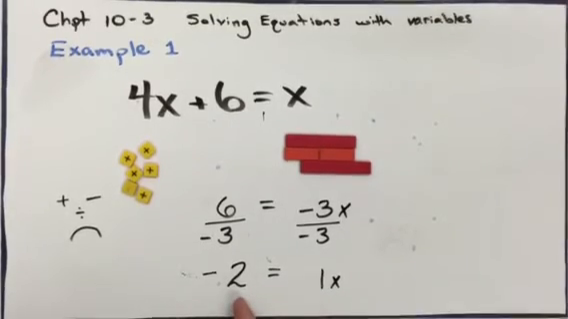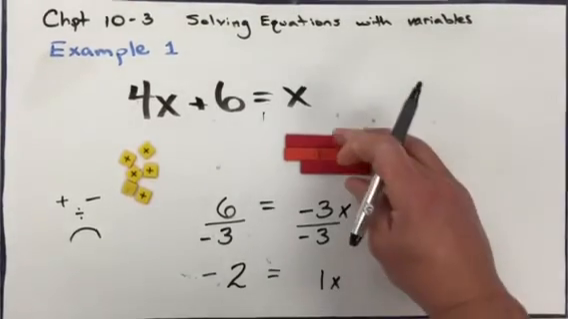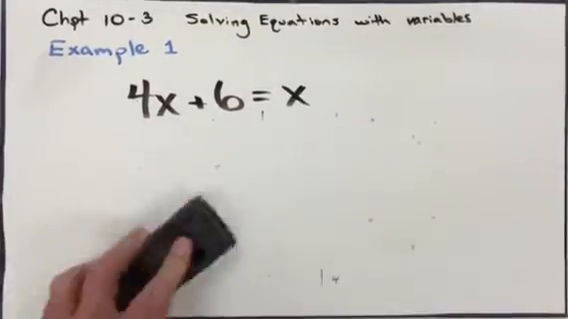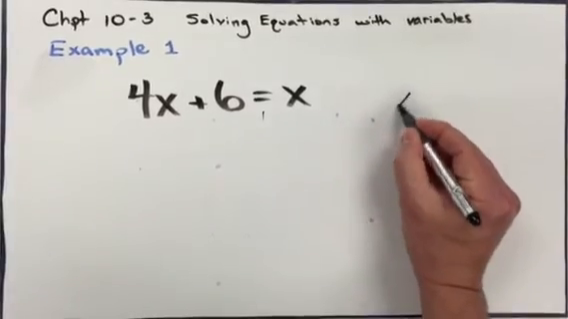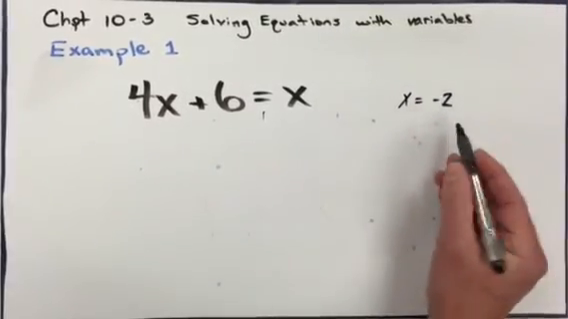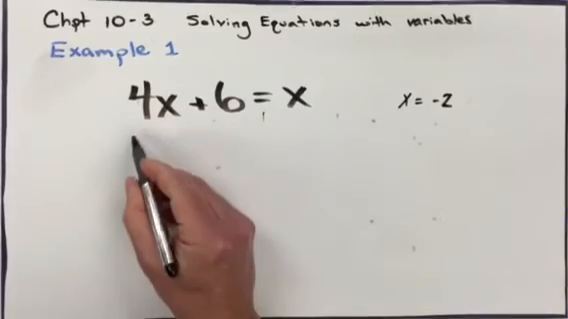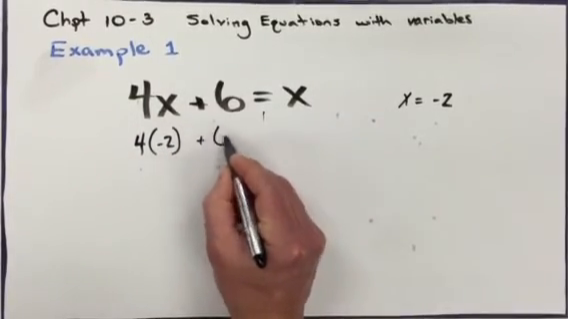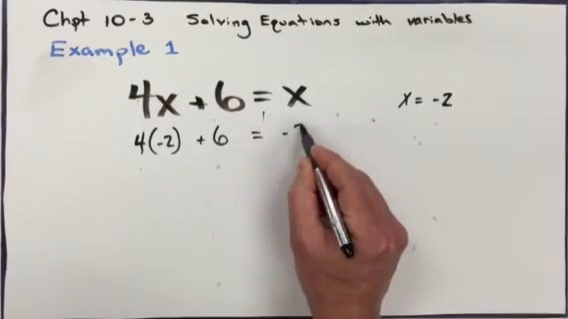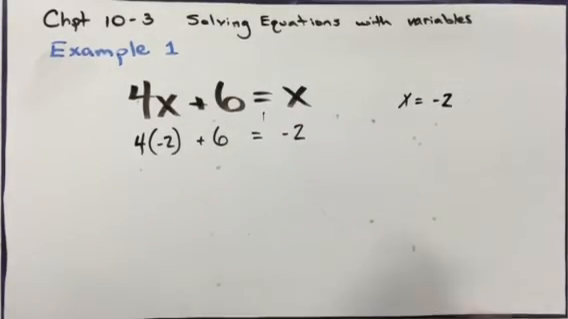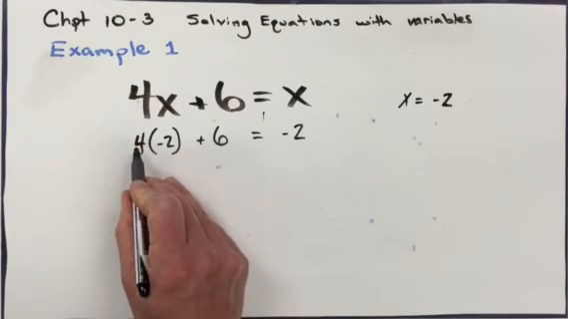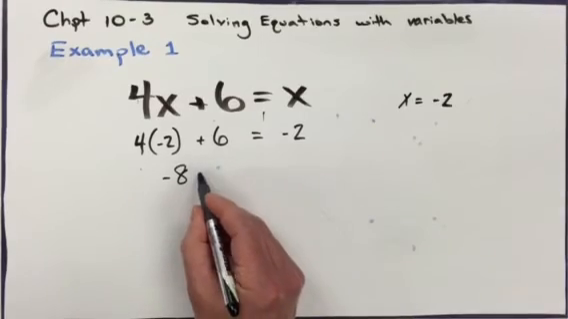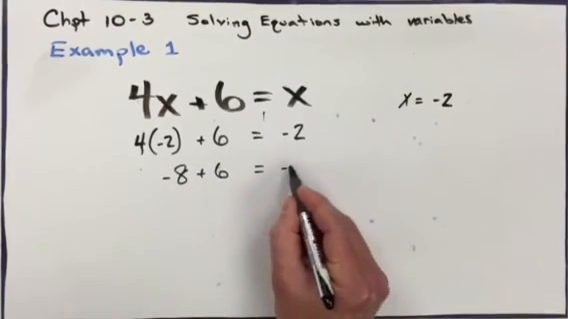X equals negative 2. Okay, now we're going to plug that back in and double check to see if that actually works out. So we said x equals negative 2. Everywhere you see x, we're going to plug that in. So 4 times negative 2 plus 6. Does that equal negative 2? So let's check that. 4 times a negative 2 is going to give us negative 8 plus 6. Does that equal negative 2?